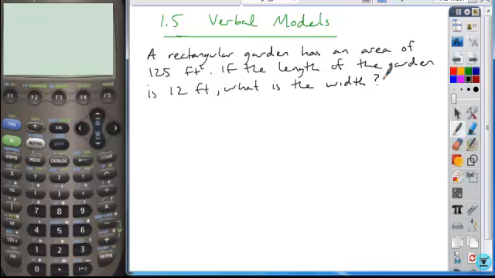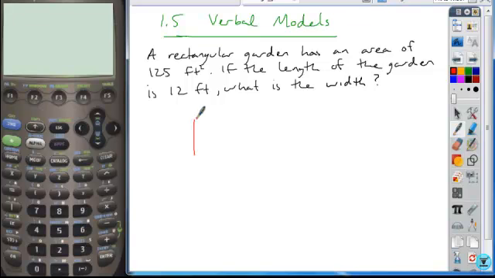All right, so here is a problem. A rectangular garden has an area of 125 square feet. If the length of the garden is 12 feet, what is its width? Again, this shouldn't be anything too new to you. It's just a matter of taking your verbal model, finding a picture to illustrate the relationship, converting that picture into an equation, plugging in the correct values, and solving the equation.